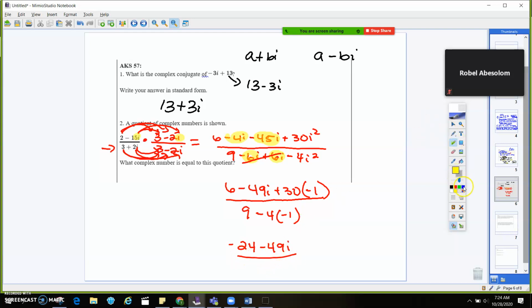I'm sorry, I'll highlight it for my visual people. This and this come together. And then we've got 9 plus 4. And the reason why I have plus 4 is because negative times negative gives us a positive. So 9 plus 4 is going to give me 13.